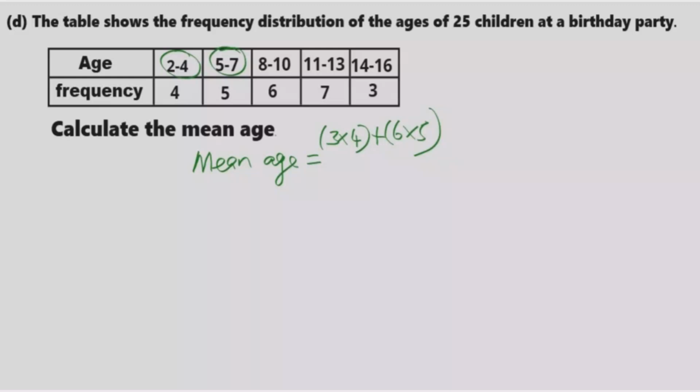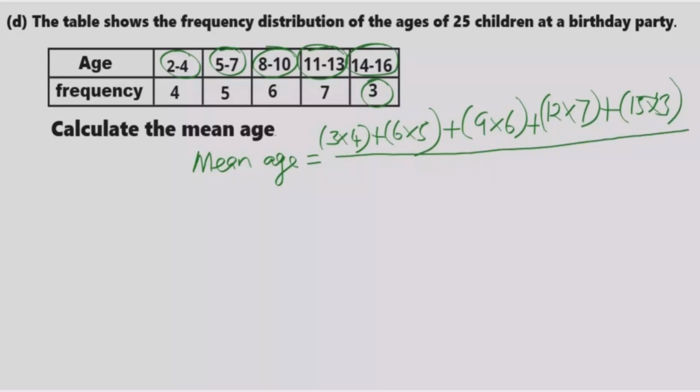So again here, we find the number that is in the middle, that is 9. So we say plus 9 times 6. 6 is the frequency. Then plus 11, the middle number between 11 and 13, that is 12. So we say 12 times, how many were between 11 and 13? We are 7. So times 7. Then plus, the middle number between 14 and 16 is 15. So open bracket, we say 15 times, how many came? 3. So we write times 3 like that.